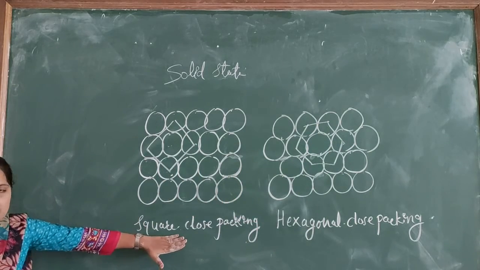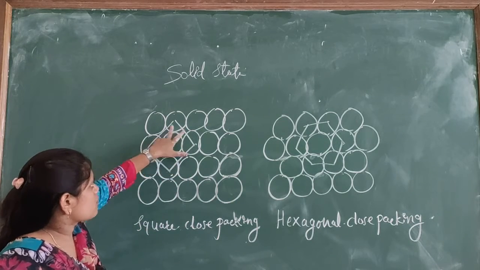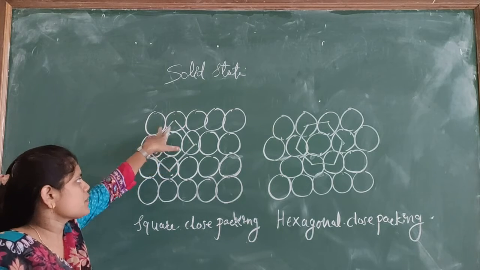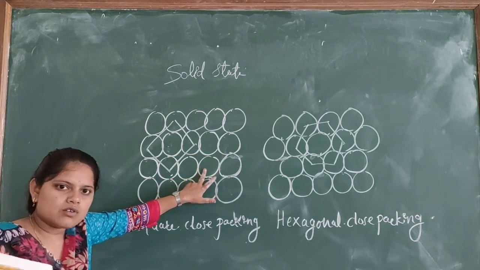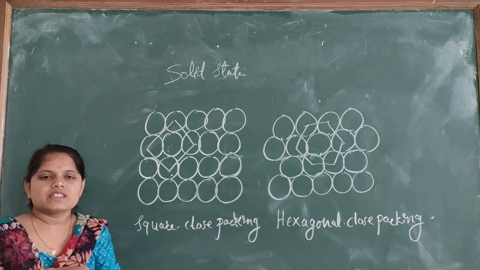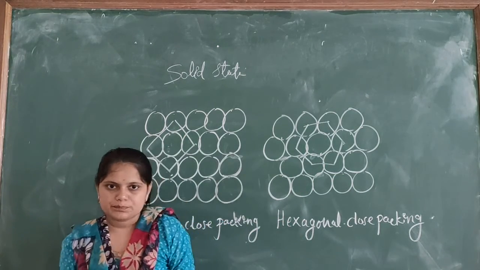So in case of square close packing, we have 4 as a coordination number. So this atom will remain in contact with 1, 2, 3, 4. So 4 as a coordination number. If you consider this atom also, this is having 1, 2, 3, 4. 4 as a coordination number. Here each atom will remain in contact with 6 neighboring atoms. So it is having 6 as a coordination number.